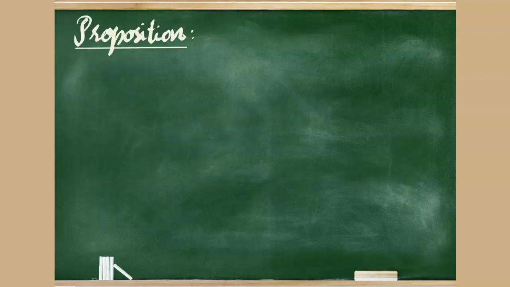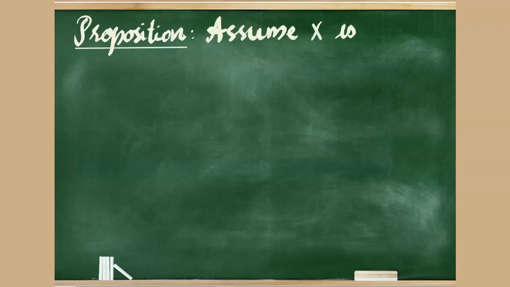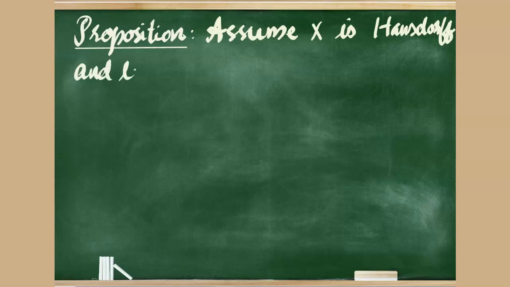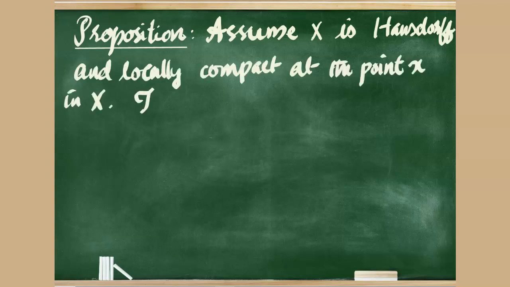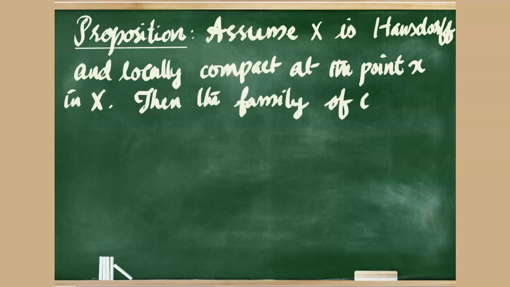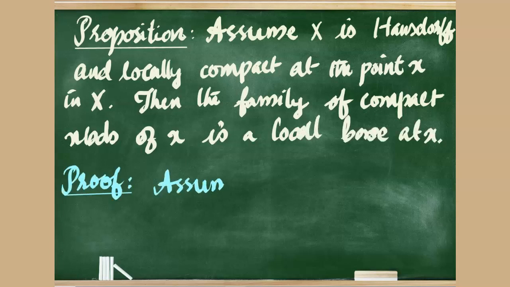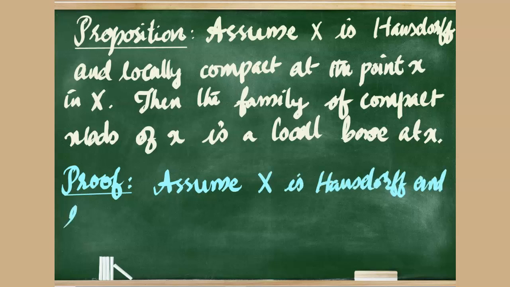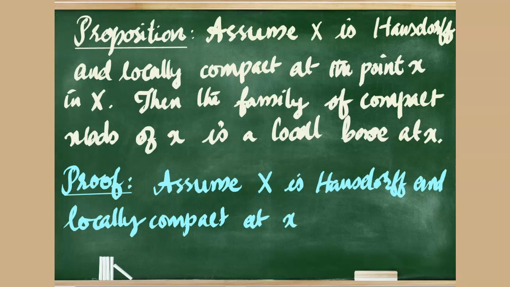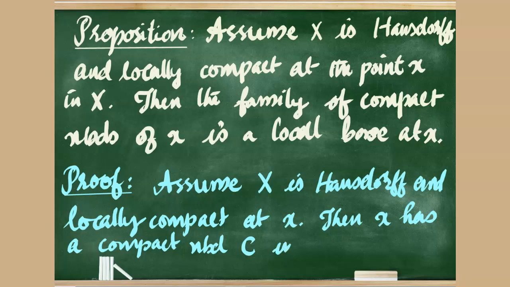In the next proposition, we will be replacing regularity by the Hausdorff property. Assume that X is Hausdorff and locally compact at the point small x, then the family of compact neighborhoods of small x is a local base at small x. Proof: assume that the space X is Hausdorff and locally compact at the point small x. Then, as the space is locally compact at the point small x, the point small x has a compact neighborhood, say C, in the space X.